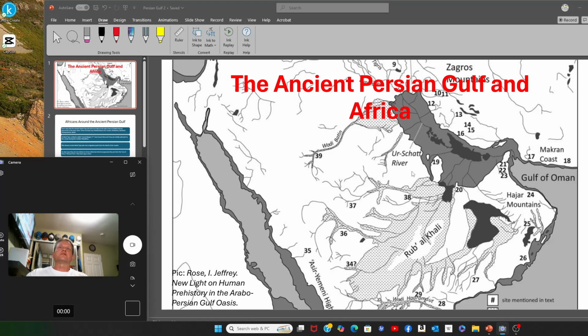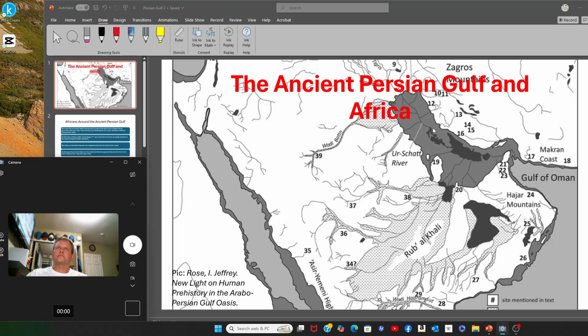Today I'm going to be doing a presentation on the Ancient Persian Gulf in Africa. So let's just get right into it. On the screen you can see a picture from Jeffrey Rose's book, New Light on Human History. This is a picture of ancient Arabia, and it shows the oasis areas in the Persian Gulf and along the Red Sea. I discussed this in the previous video, but I'm going to be going over it more here.